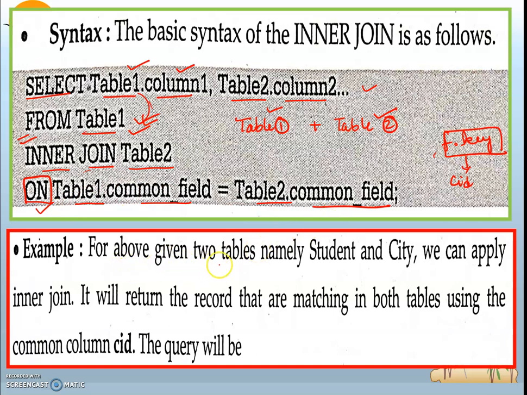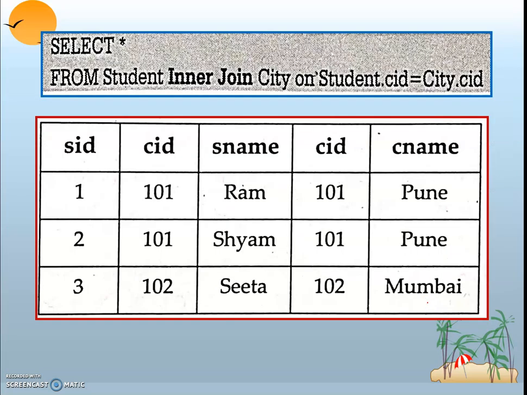For the above given two tables, namely student and city, we can apply the inner join. So it will return the records that are matching in both the tables. So what if I apply the concept of inner join on both those tables? Okay, so this will be my output. Let's try to check how we get that output.